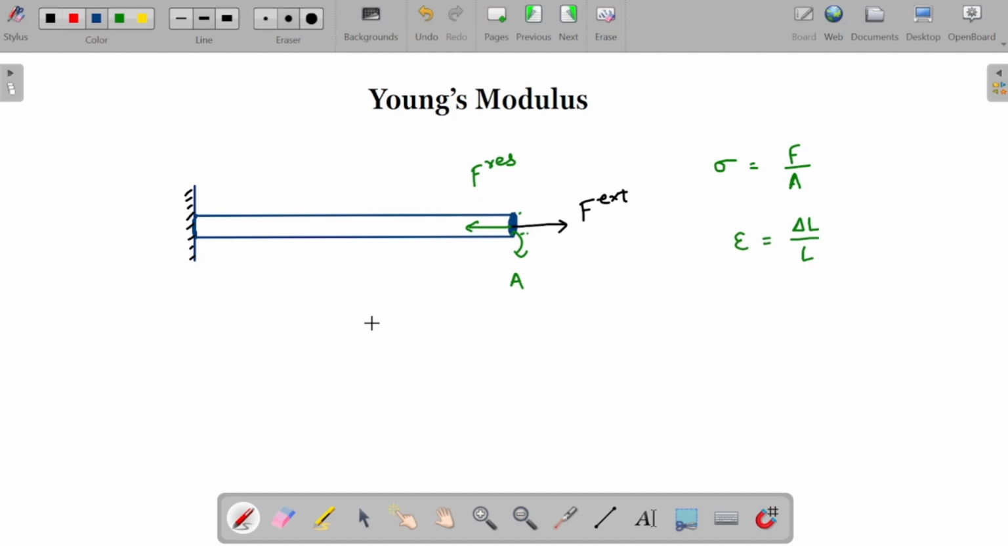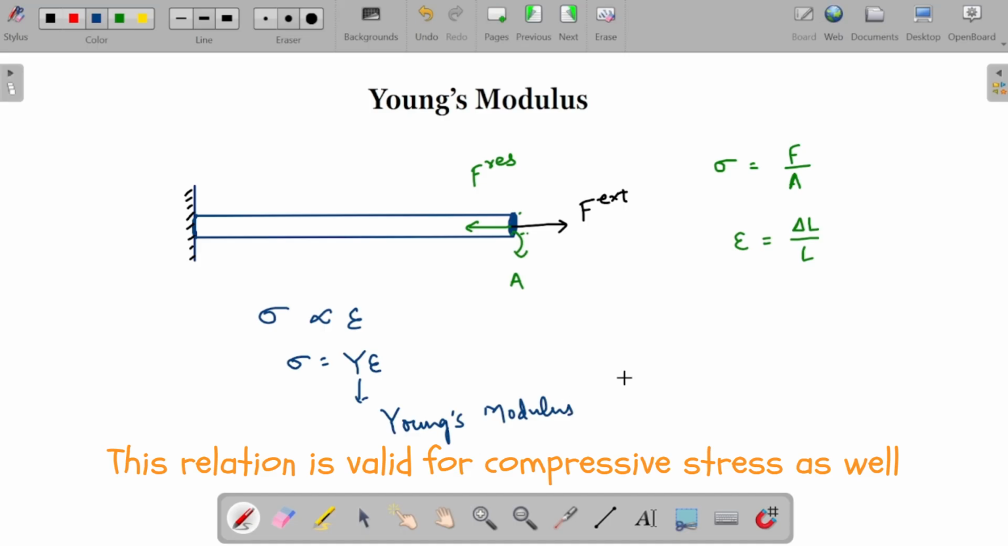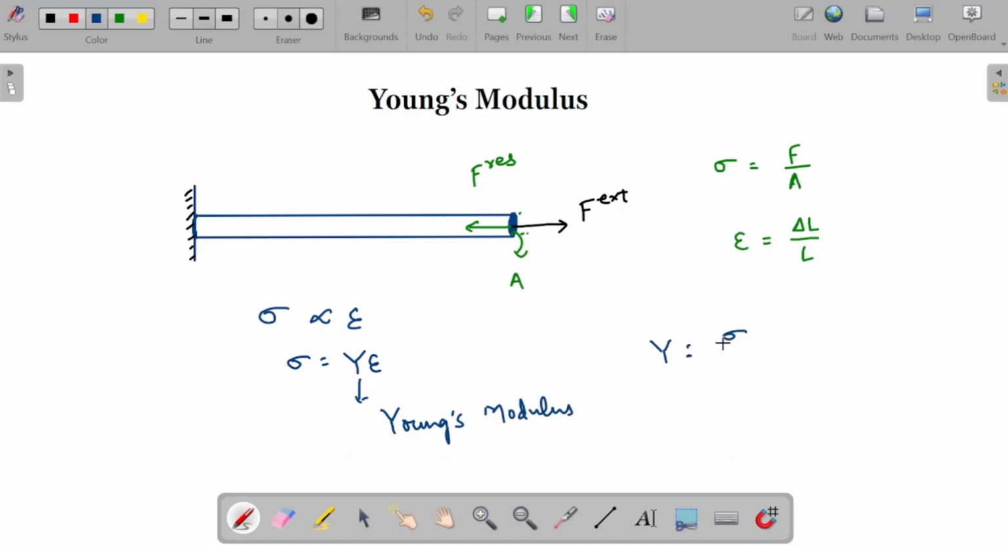Now, as we know, stress is proportional to strain within a certain limit, so we can write sigma equals some constant times epsilon, and this proportionality constant is known as Young's modulus. So we can write Young's modulus equals sigma by epsilon, or F by A divided by delta L by L. From here we can find its SI unit. Strain will be unitless, and stress is force per unit area, so its SI unit should be Newton per square meter.